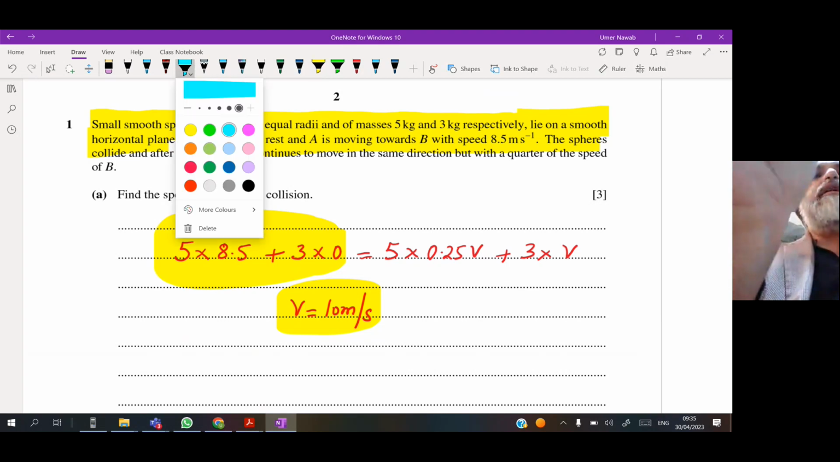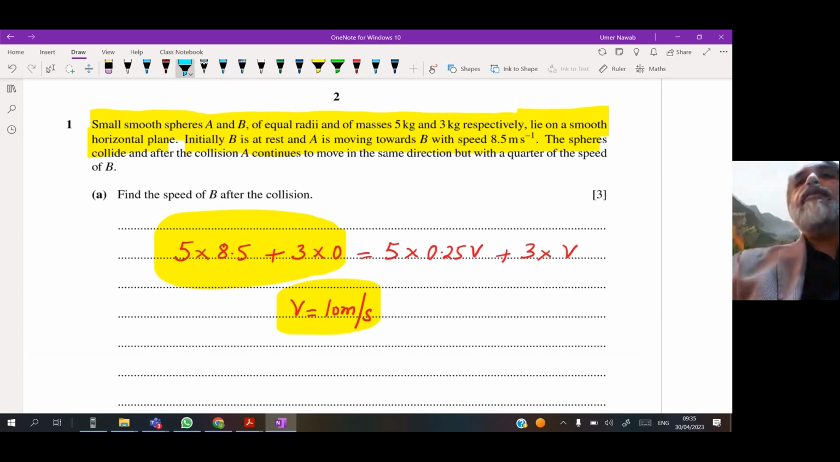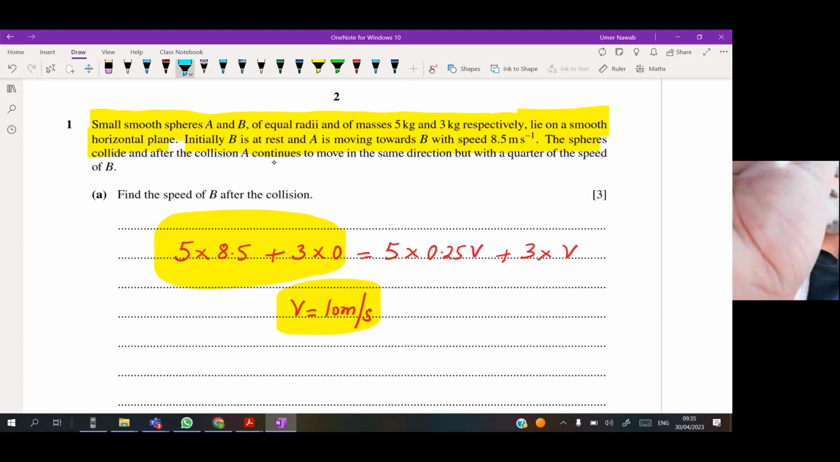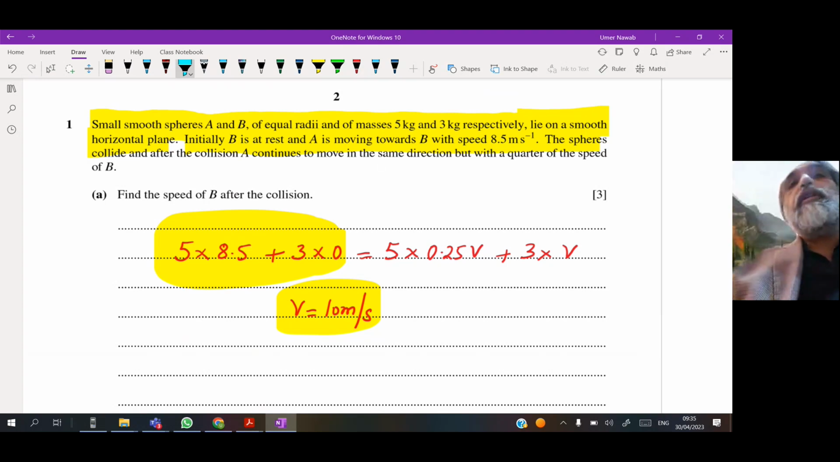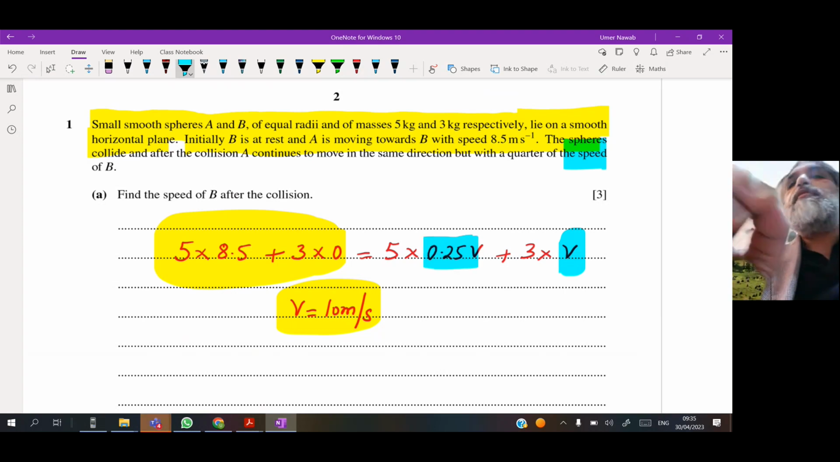Now let's come to the momentum after the collision. The examiner said the spheres collide. Now they collided, and after the collision, A continues to move in the same direction, so the direction is not changed. If the direction is changed, then definitely the speed or velocity V becomes negative. But it ensures that the body keeps moving in the same direction, maybe on the right hand side. So in the same direction, but with a quarter of the speed of B. If the speed of B is V, what is the quarter of V? It is called 0.25 of V, or you can write 1 over 4 V.